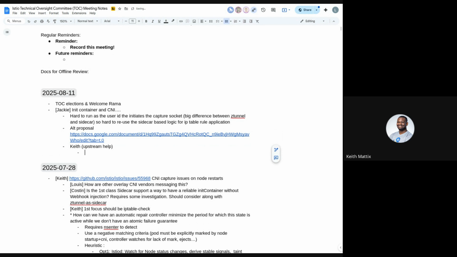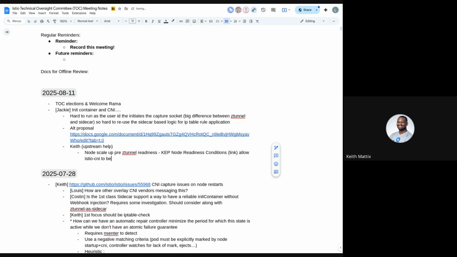There is the node scale out problem, where a new node comes up and maybe a pod gets scheduled before Istio CNI is ready. And then there's the restart problem. On the node scale out problem, there is an upstream KEP called node readiness conditions that, in theory, as I understand it, will allow us to register Istio CNI as a gate for node readiness. And we could do that with Pilot. This is similar to the taint controller approach.